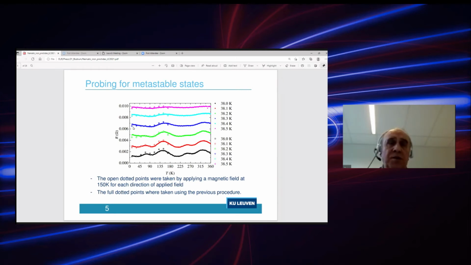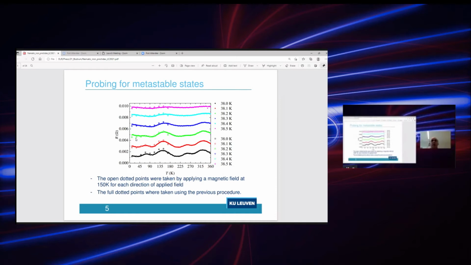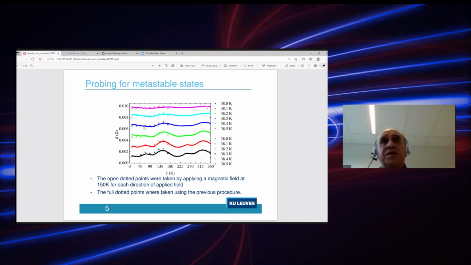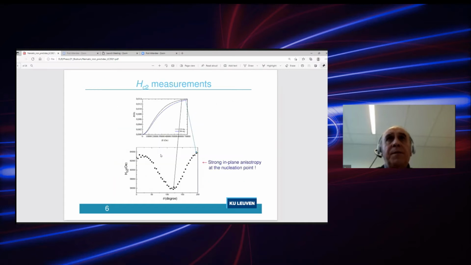So for each direction of applied field, we started to cool from 150 K, and the results are shown here by open circles, and we see that they basically coincide with the previous measurements, which we didn't do field-cooled in each direction. So we can say that we can rule out the metastability effects. So what we measured, and these are HC2 measurements, we extracted the second critical field from these measurements.